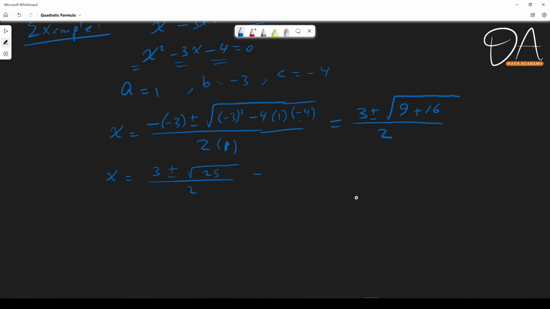Now this can be written as 3 plus or minus, the square root of 25 is 5. So we can now write x as, taking the positive sign, 3 plus 5 over 2, or the other possibility is that x is equal to 3 minus 5 divided by 2. 3 plus 5 is 8, divided by 2 gives you 4. So x is equal to 4. Or 3 minus 5, that is minus 2, divided by 2, gives you minus 1. So these are the roots, or the solutions, to the quadratic equation.